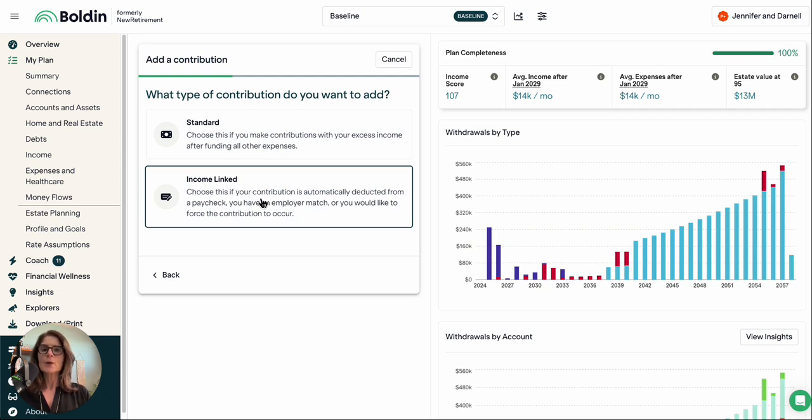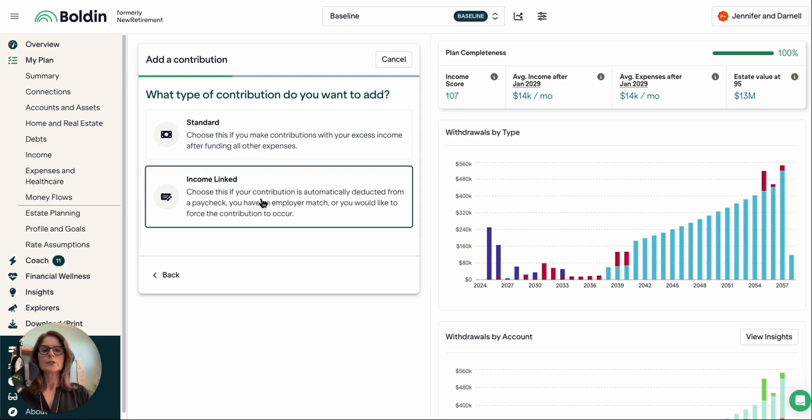Income-linked contributions are best used for contributions that are deducted from your paycheck or funded by your employer, and they will always be funded even if that requires withdrawals from savings to fund expenses. All income-linked contributions will be subject to annual contribution limits depending upon the account type, such as IRA, 401k, or HSA.